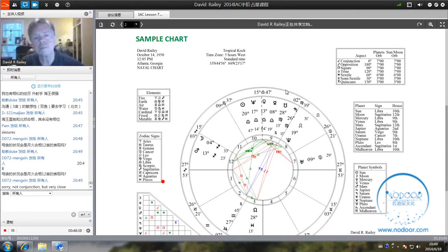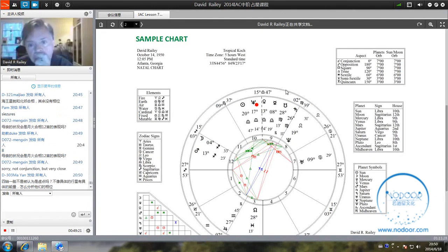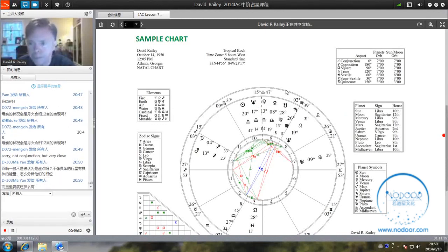Sorry, no conjunction, but very close. They ask whether mother's problem is a manifestation of Moon Mars conjuncting the 12th house. It's a little bit wide for that. I think it's just more, in this case, the moon being in the 12th house and Venus being conjunct Neptune. So both of the symbols relating to mom, the moon and Venus, have a 12th house or Neptune signature.